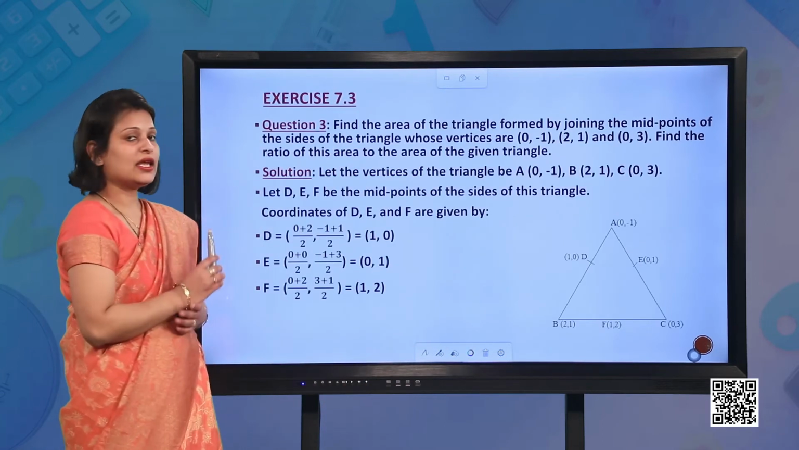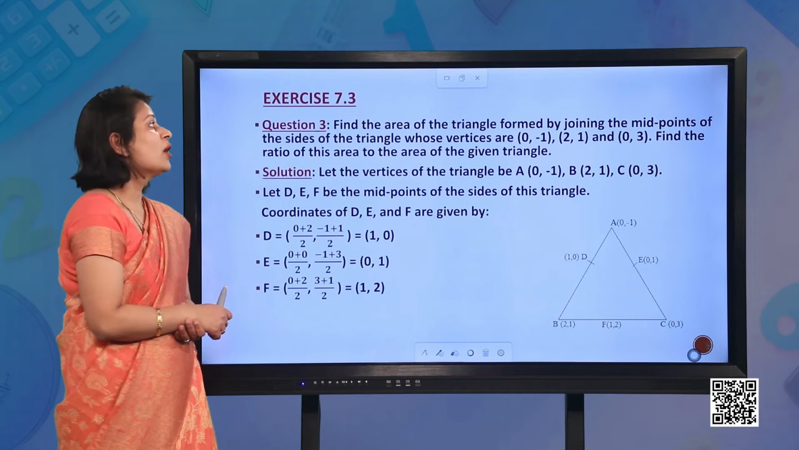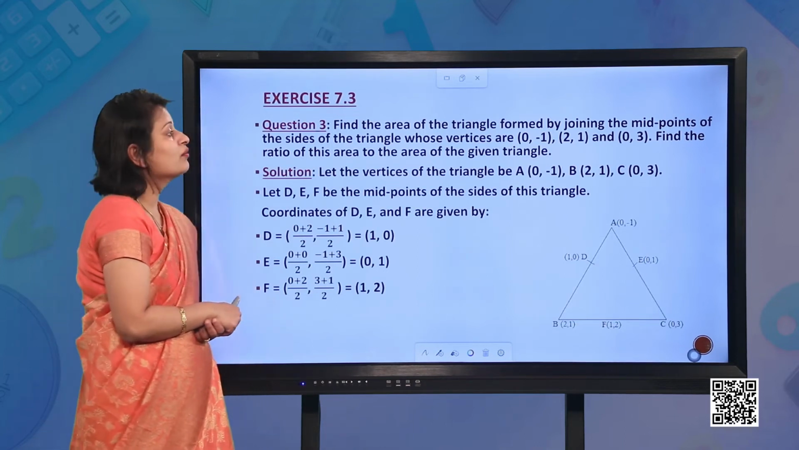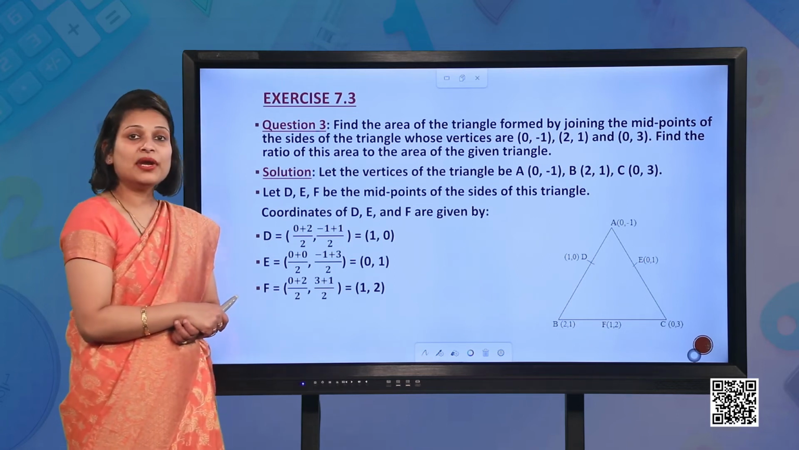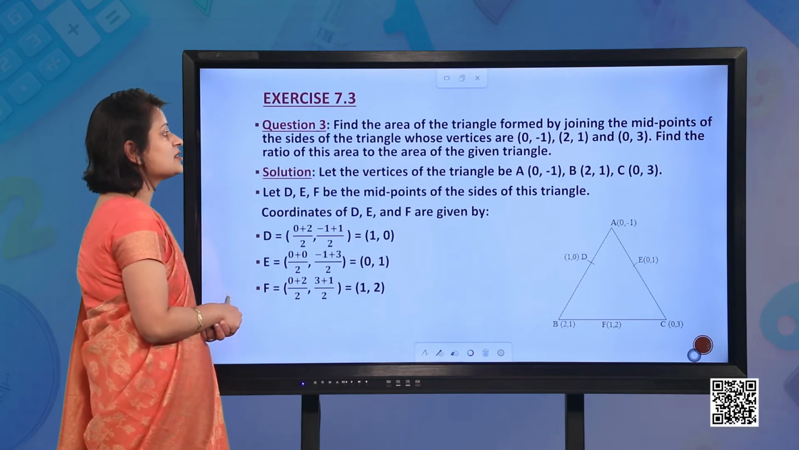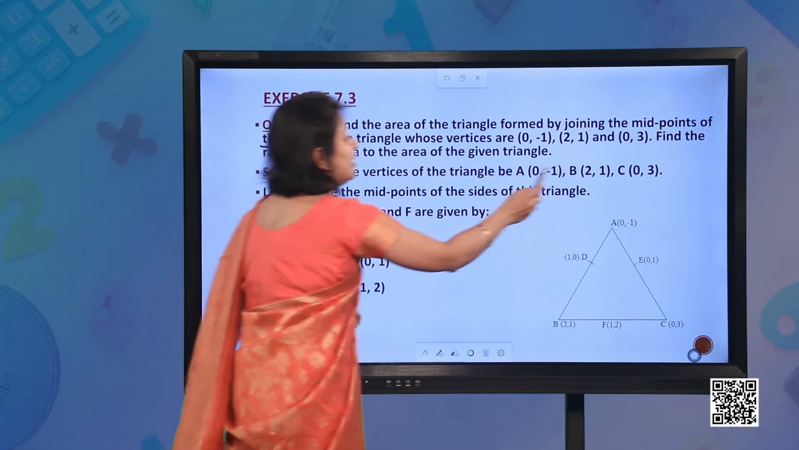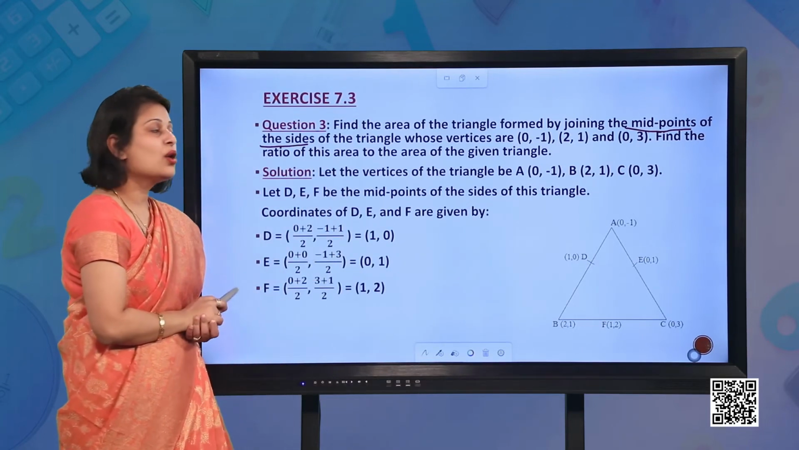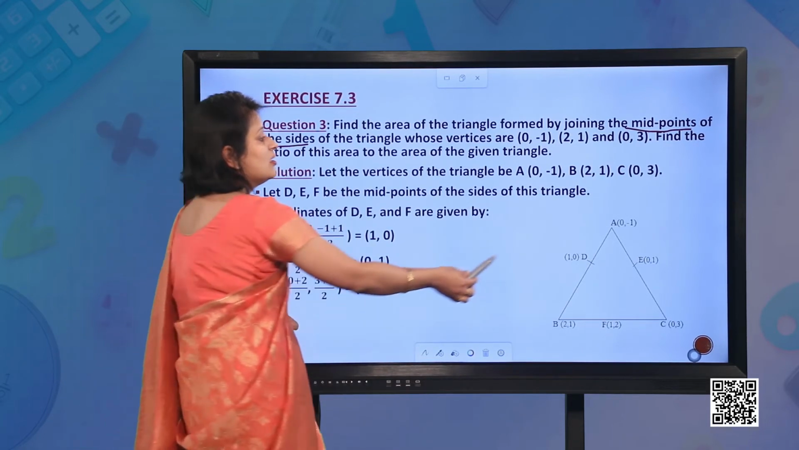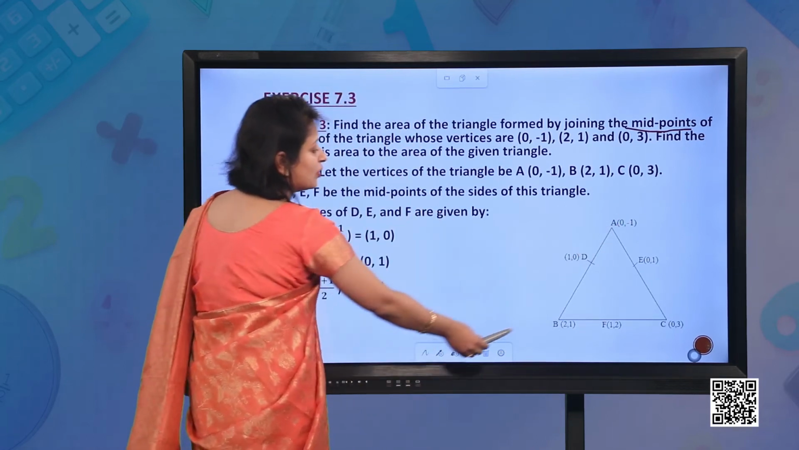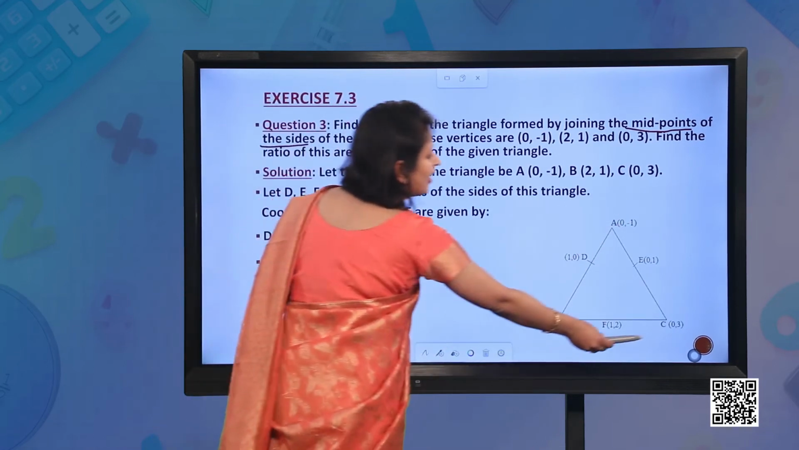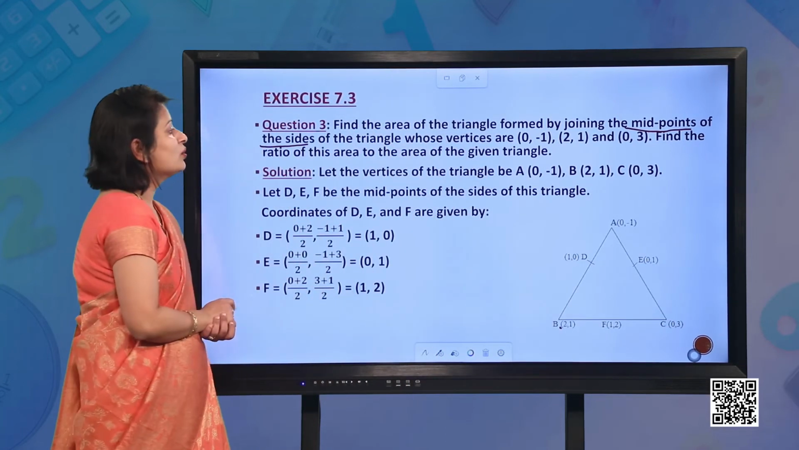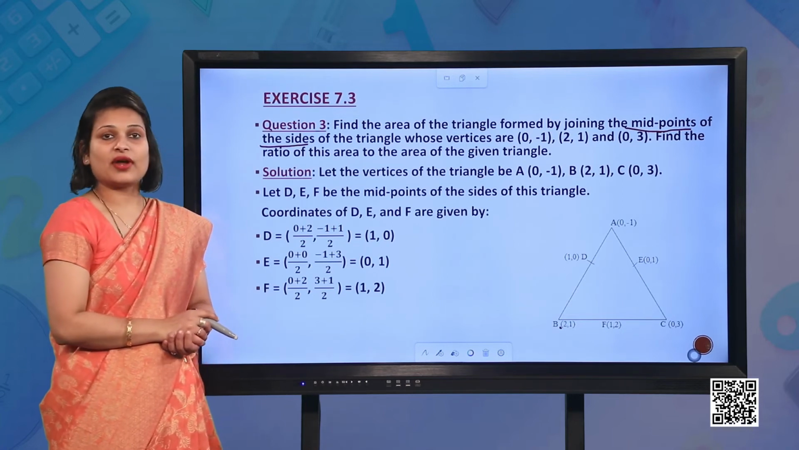Now, exercise 7.3, question number 3. Find the area of a triangle formed by joining the midpoints of the sides of the triangle whose vertices are (0, -1), (2, 1) and (0, 3). Find the ratio of this triangle's area to the area of the given triangle.